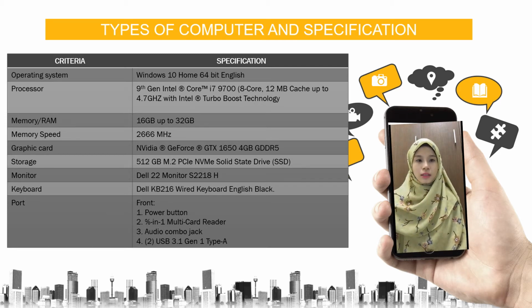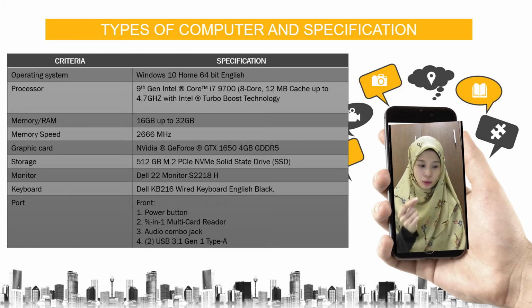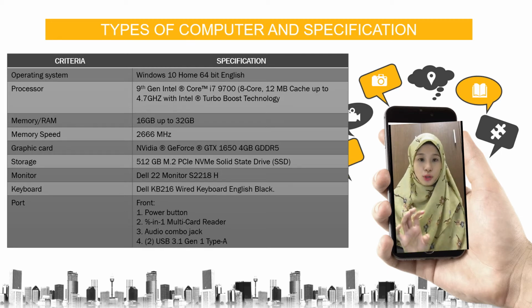The front has a power button, 5-in-1 multi-card reader, audio combo jack, and 2 USB 3.1 Gen 1 Type A. And then the rear has a line in and out, microphone port, 1 VGA, 1 HDMI out, and then 4 USB 2.0, and then 1 network port.